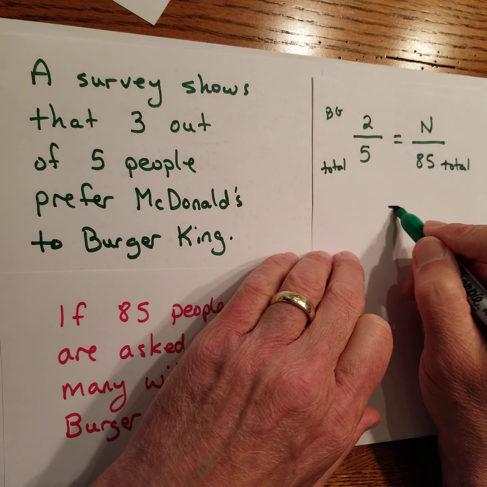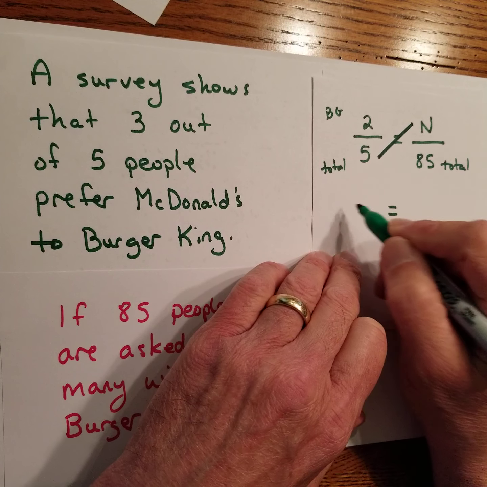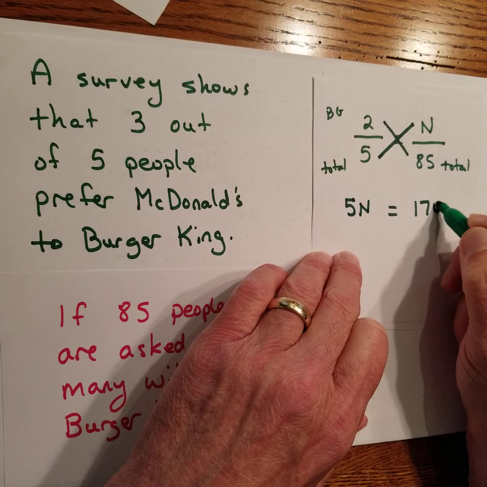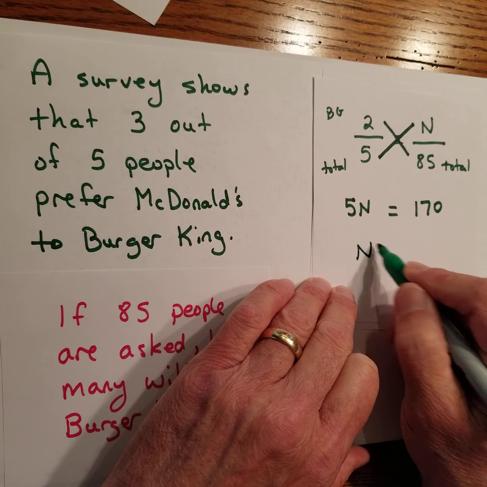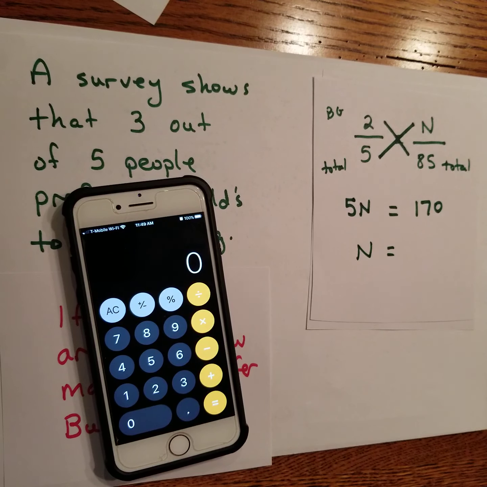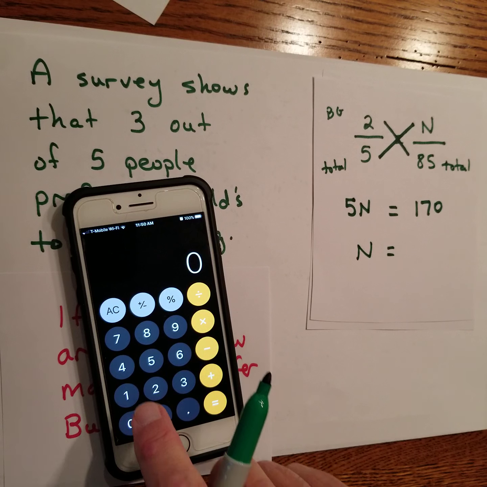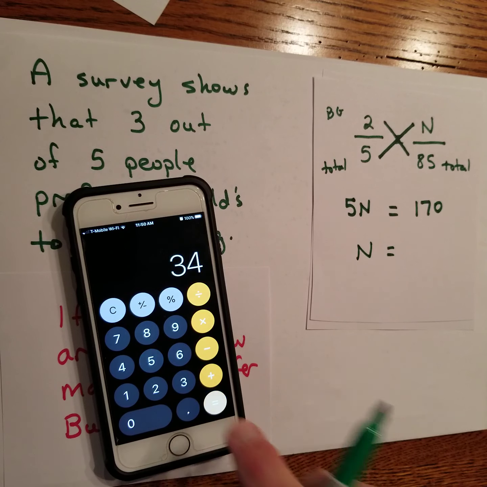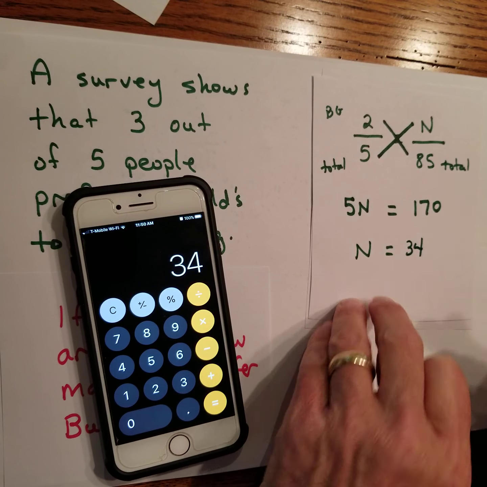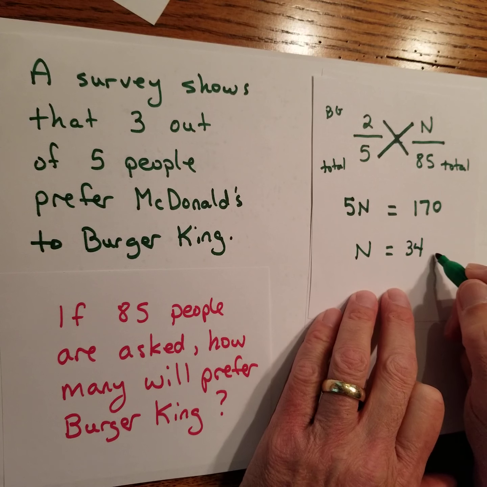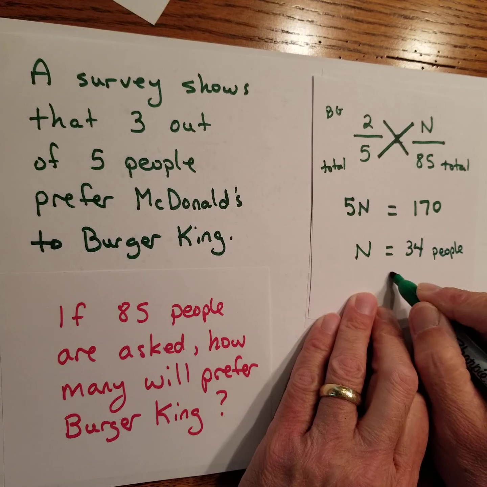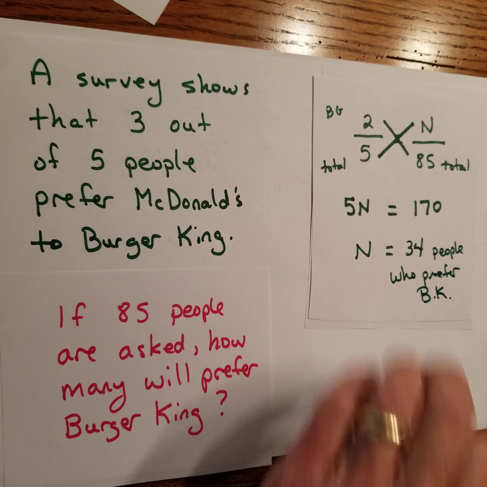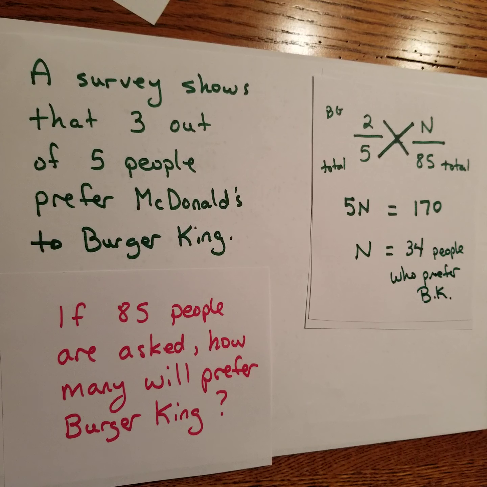I think we're ready. Let's cross multiply. 5 times n and 2 times 85. Then divide. 170 divided by 5 is 34. That's 34 people who prefer Burger King.